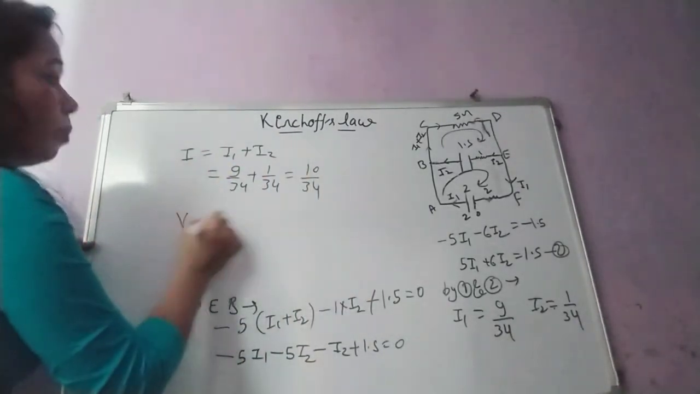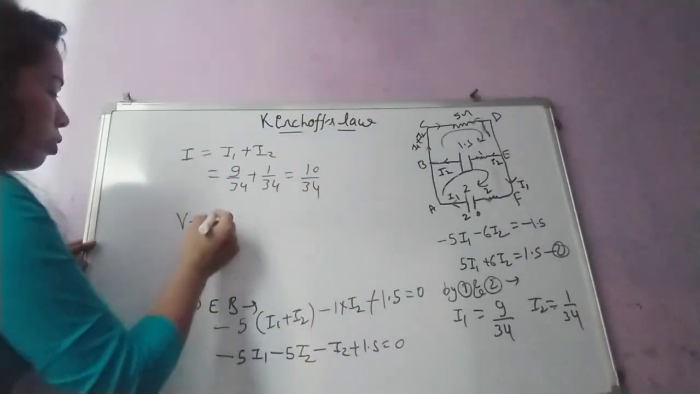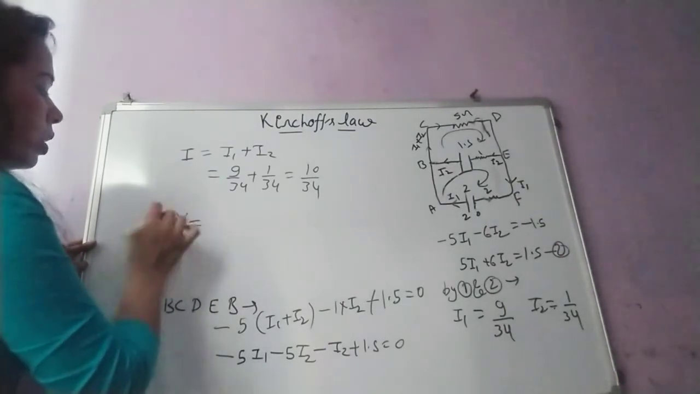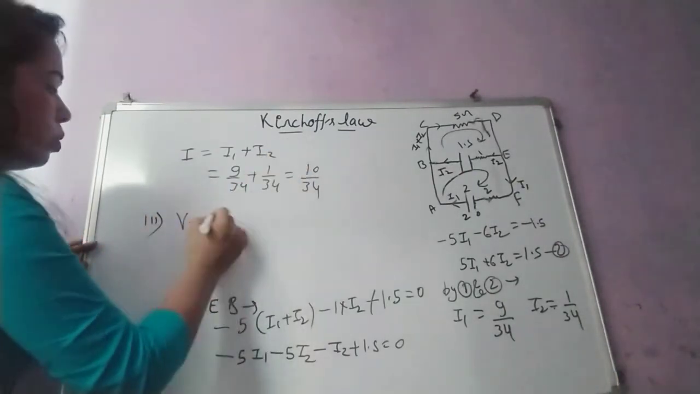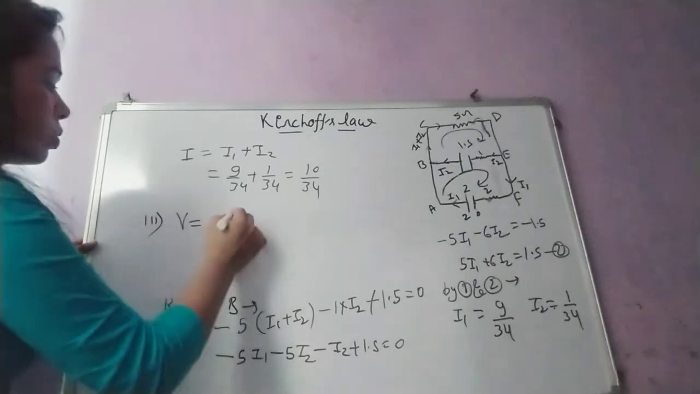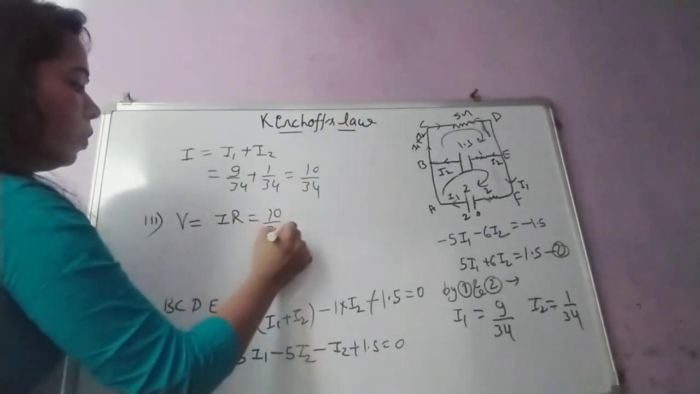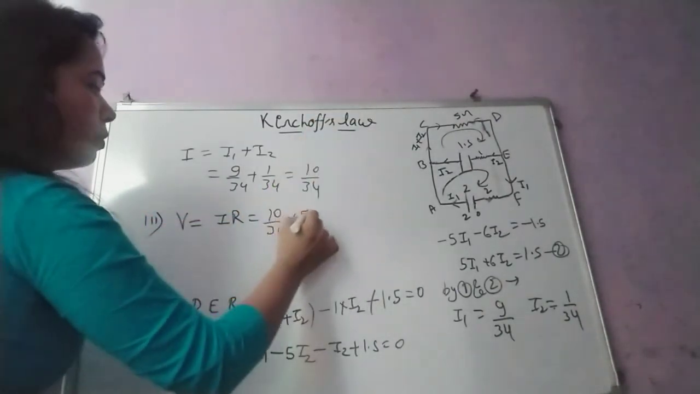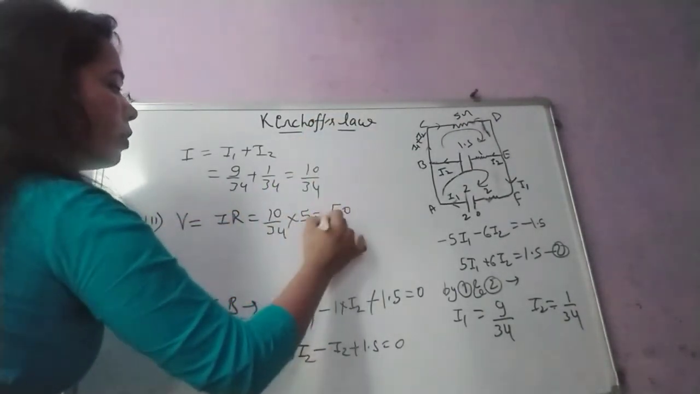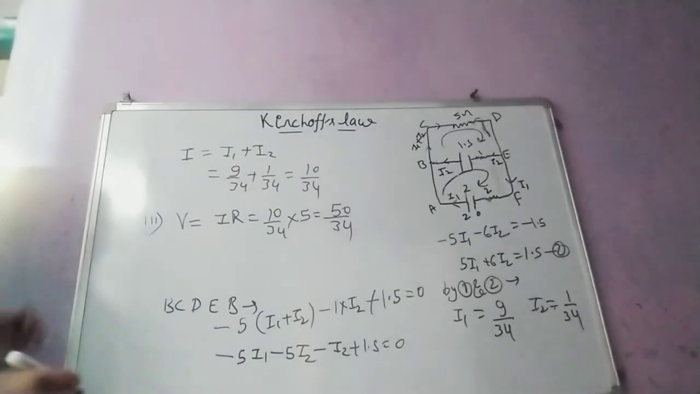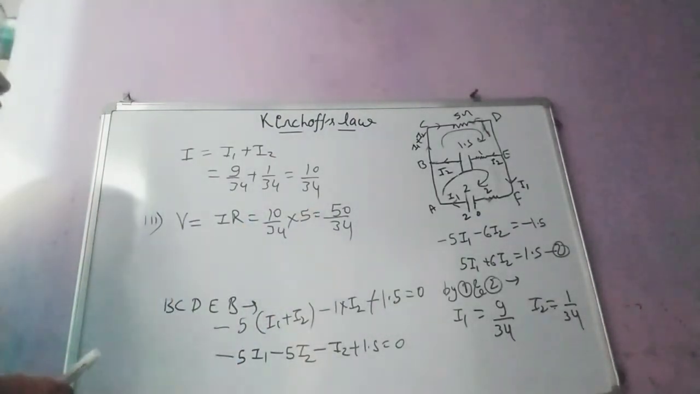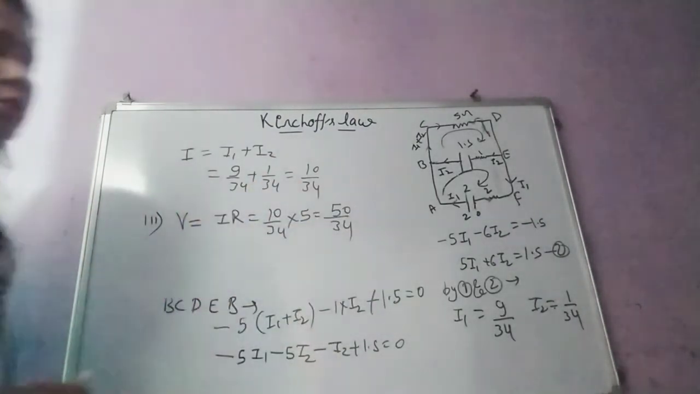Now the potential drop through this resistor is also asked in the question, the third question. So that is V equals I into R. Current I is 10 upon 34 into resistance R is 5 ohm. So we got 50 upon 34. This is the potential, 50 upon 34. So we have solved this question.